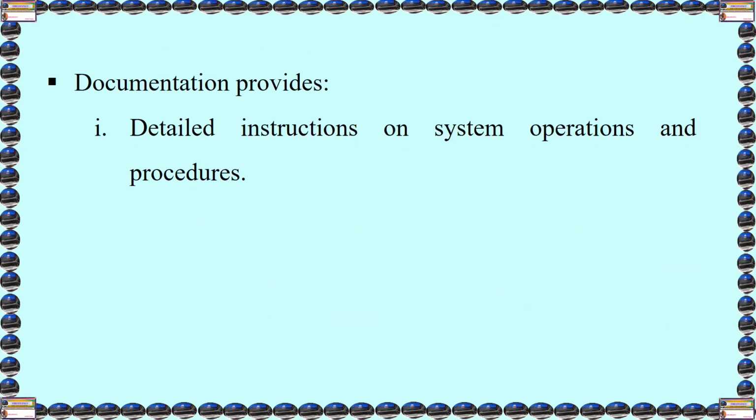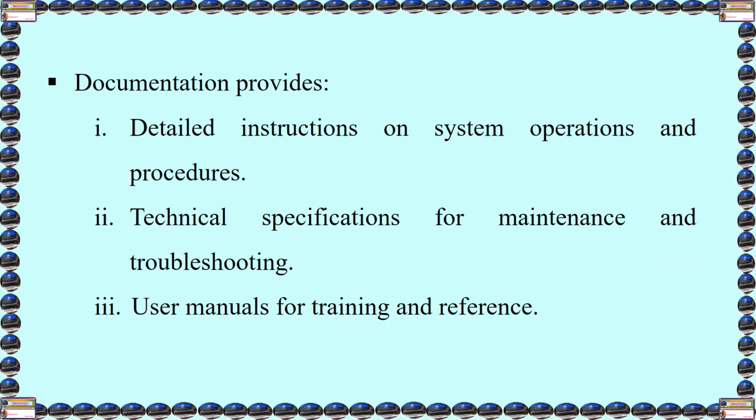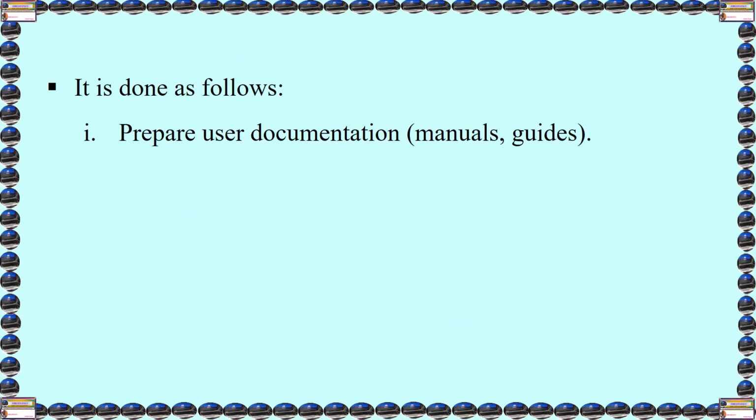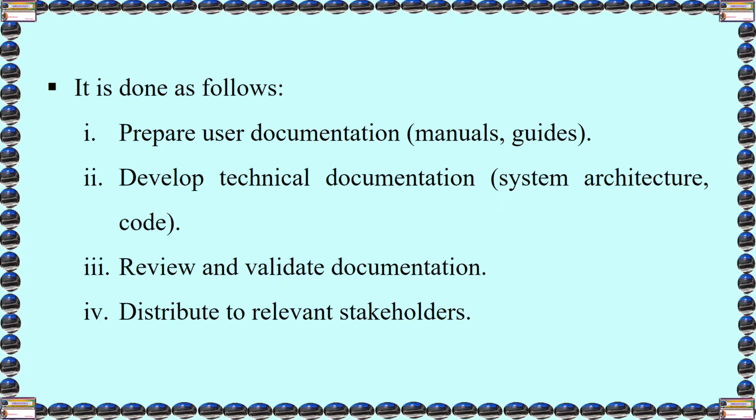Documentation, therefore, provides 1. Detailed instructions on system operations and procedures. 2. Technical specifications for maintenance and troubleshooting. 3. User manuals for training and reference. It is done as follows. 1. Prepare user documentation, that is manuals or guides. 2. Develop technical documentation, which includes system architecture as well as the code. Number 3 is review and validate the documentation. Number 4, distribute documentation to relevant stakeholders.